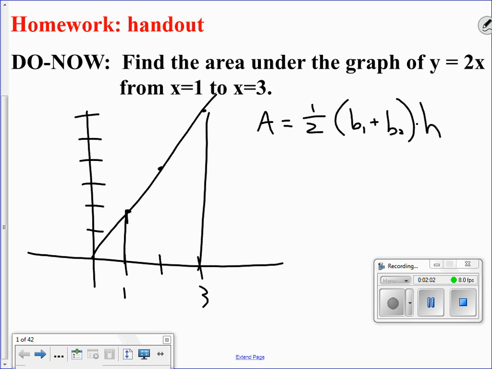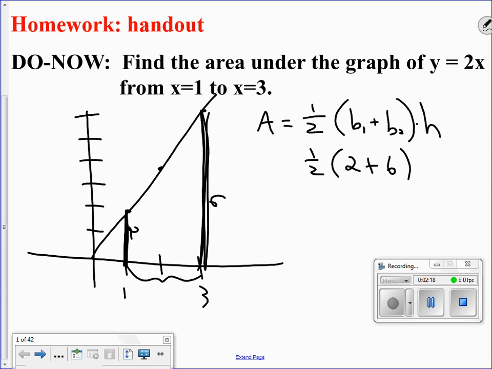Okay. So what's the length of this base? What's f of 1? That's a 2. What's the length of the other base? f of 3 is 6, right? And what about the height, the distance from one base to another? 2. So the area under this graph equals 8.